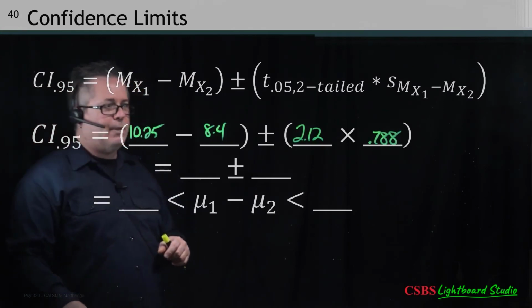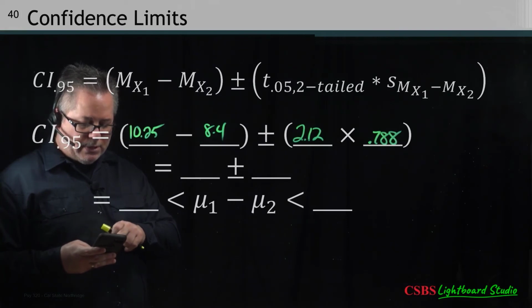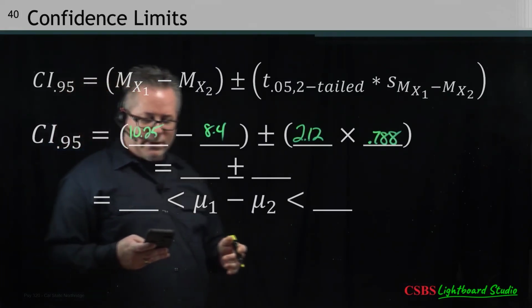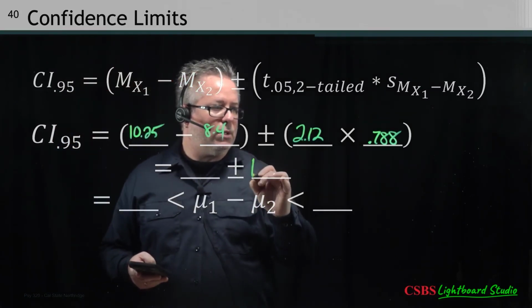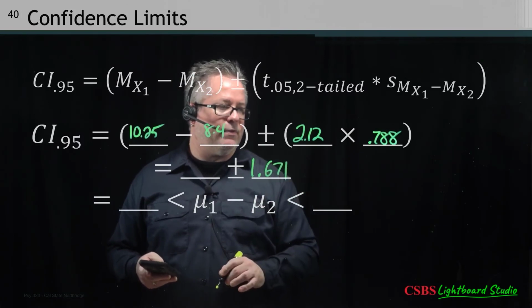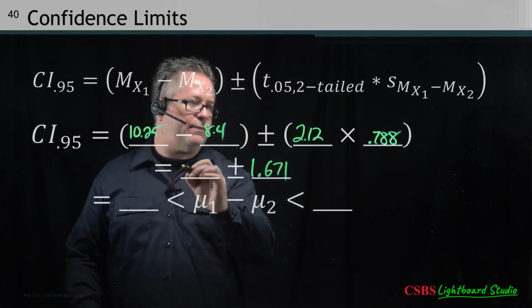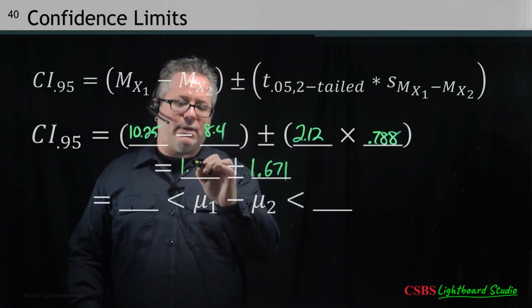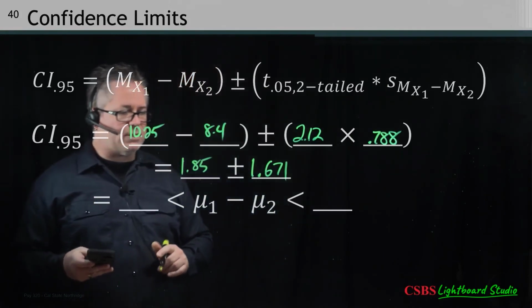So if I multiply those together, 2.12 times 0.788 equals 1.671. So 1.671 is the number we're going to be adding and subtracting. The difference here is 1.85. So 1.85 is the difference, plus and minus 1.671.